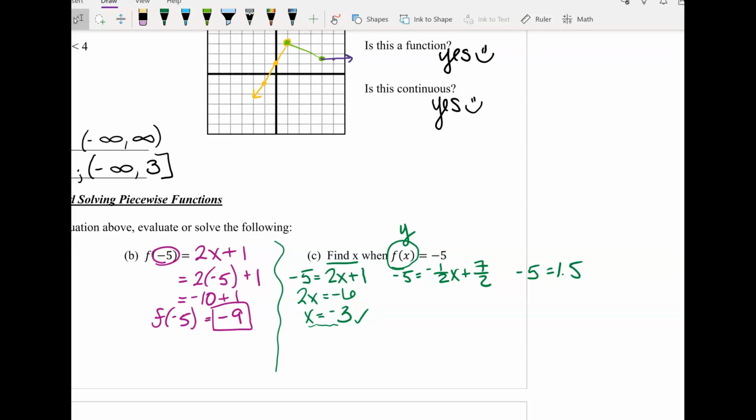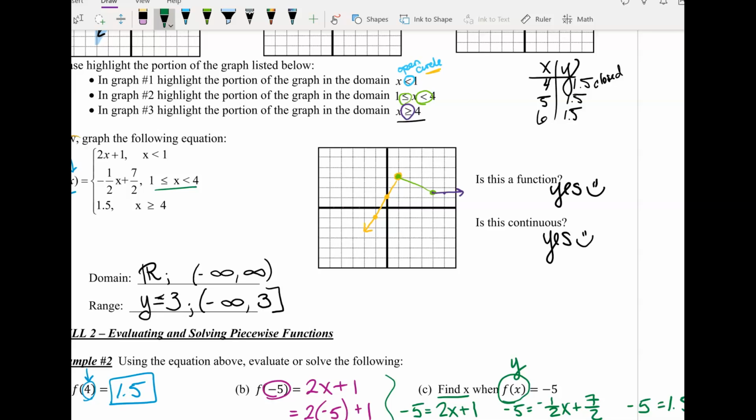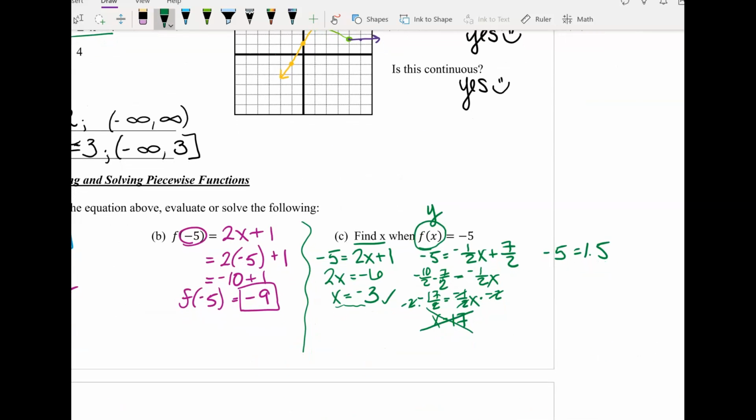I'm going to subtract 7 halves. So that means that we have negative 10 halves minus 7 halves, for those that need to see it, equal to negative 1/2 x. I just got common denominators with the 5. So we have negative 17 halves is equal to negative 1/2 x. We could divide by a negative 1/2 or just multiply by the reciprocal, which is definitely the easiest way to go in my personal opinion. Okay, so x is 17. Is that in this restriction? No. So that is not a solution.